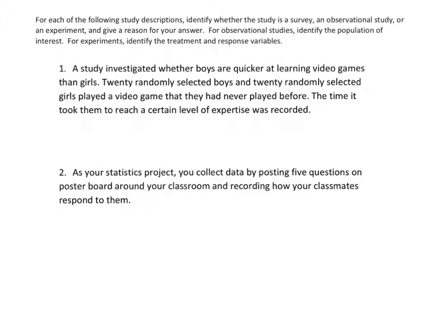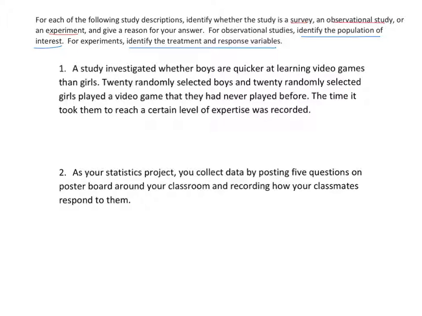Okay, so for each of these, you're going to identify whether it's a survey, an observational study, or an experiment, and then we're going to give a reason. We're going to be a little bit more specific on a couple of them. So if it's an observational study, we're going to identify the population of interest. That really just means who are the people they're actually trying to find something out about. And then for an experiment, we're going to identify what are called the treatment and response variables, which I'll explain when we get to an example of an experiment.